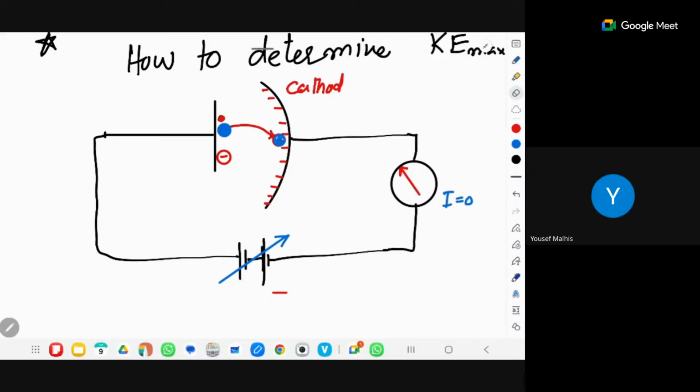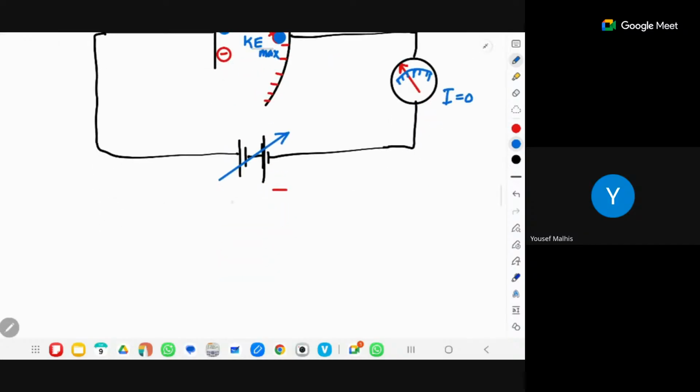Once you make it more and more reverse, only those electrons will cross this barrier. It's a squid game actually, simple. Those electrons reach here which have that much high kinetic energy. So the energy of that electron is called maximum kinetic energy, and that energy depends upon the voltage over here. It is called the stopping voltage.